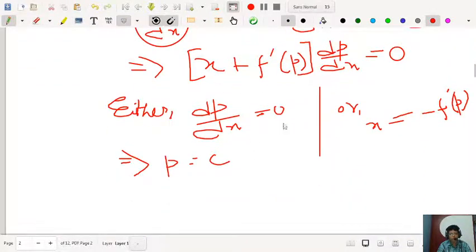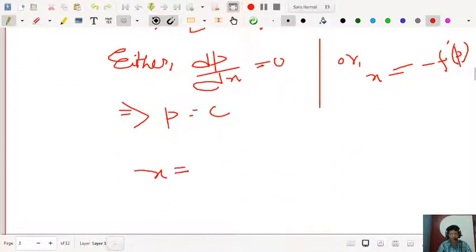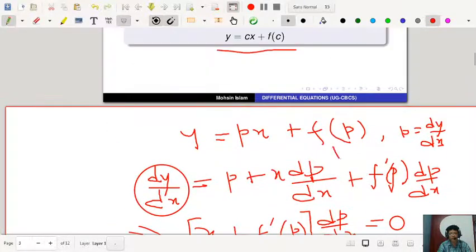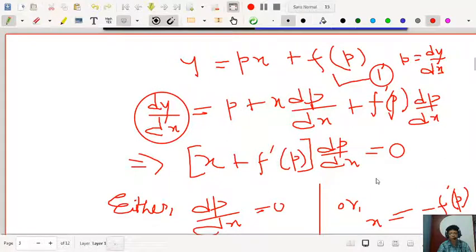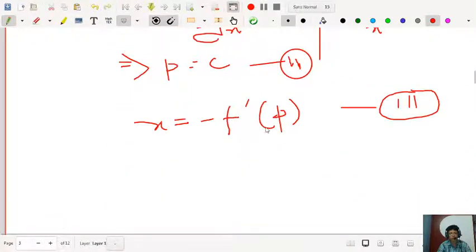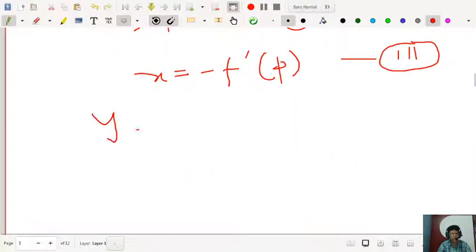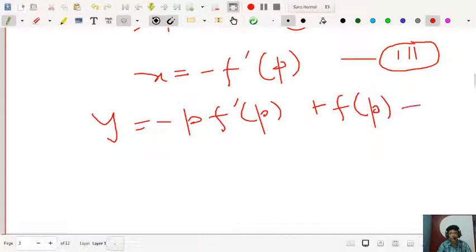And what about x plus f dash p? You have another relation, x equal to minus f dash p. Let this be equation 3. This is your 2, p equal to c, and the given equation is equation number 1. If you substitute x equal to minus f dash p in the given equation 1, you will have y equal to minus p f dash p plus f of p. So this is your 4.